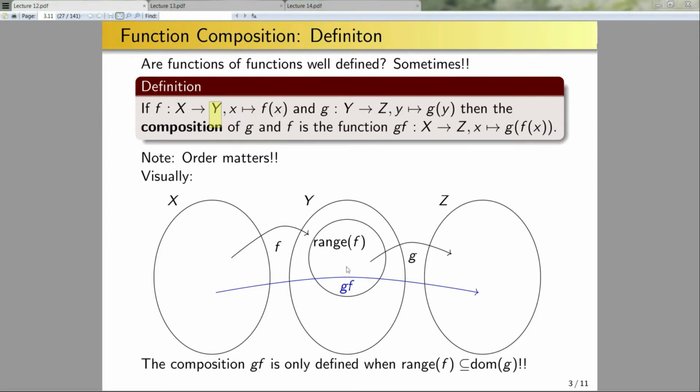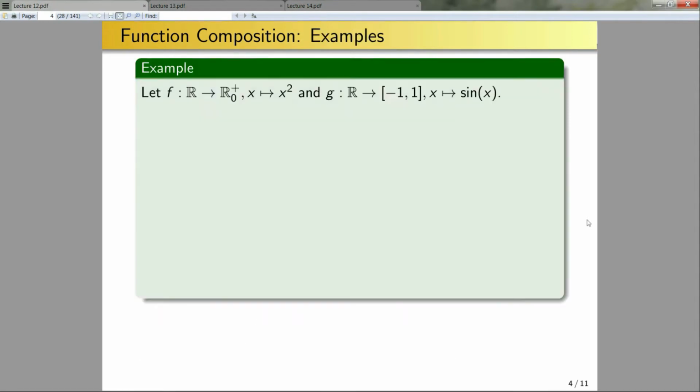So if I ever ask you to prove that a certain composition exists, or justify that the composition of two functions exists, your go-to thing to show is that the range of the inner function is a subset of the domain of the outer function. So you will be doing that, so just keep that in mind. Okay, let's look at a few examples.